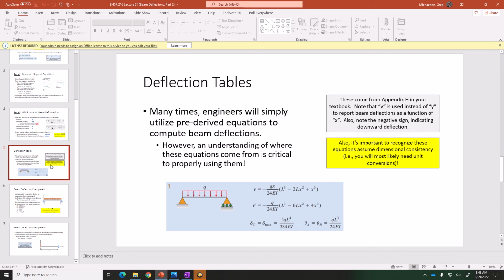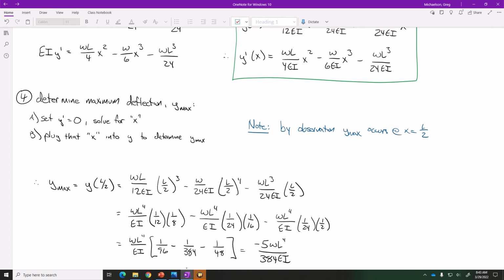Maximum deflection is 5wL to the 4th over 384 EI. Well, look at that. The reason for the negative, just so you are aware, is that we're assuming downward deflection.